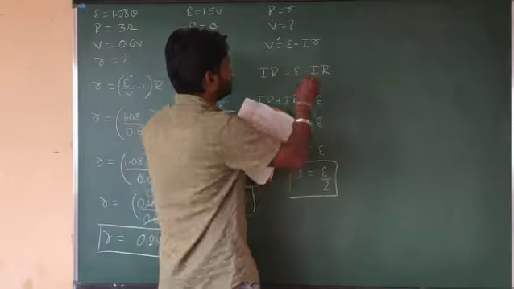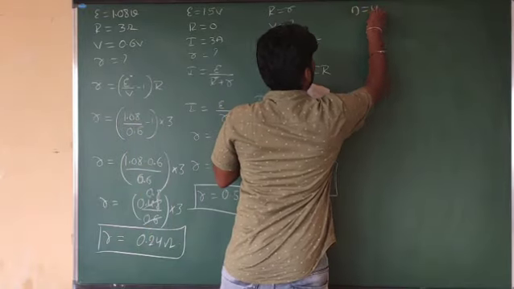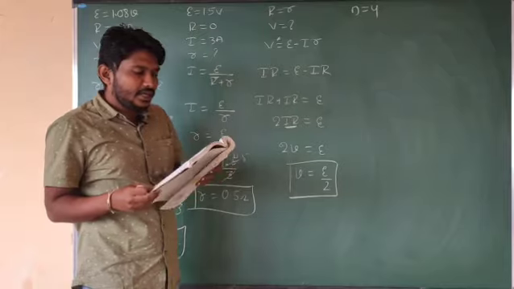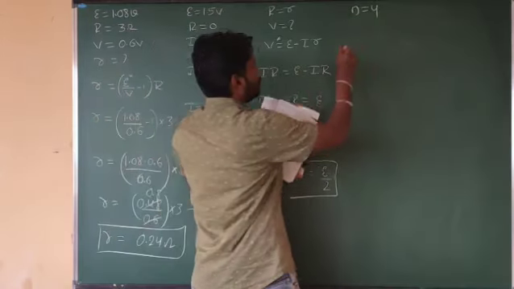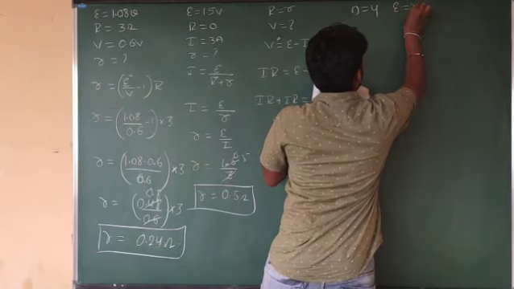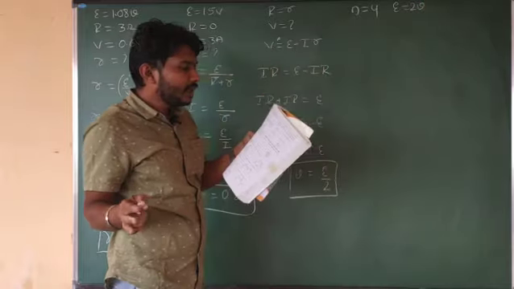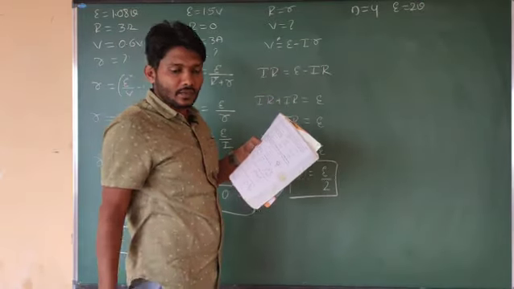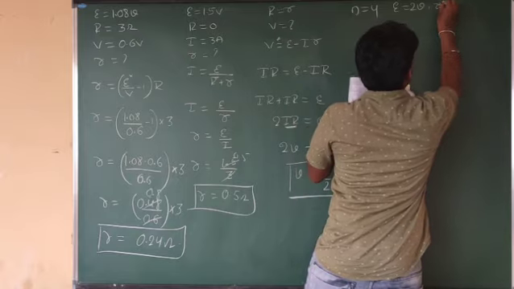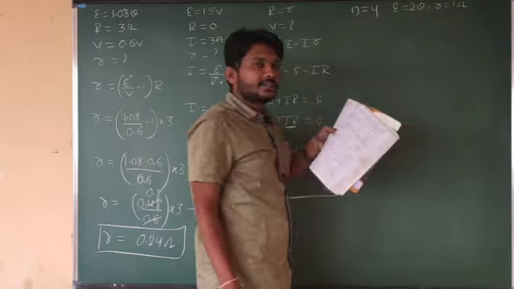Next one: 4 cells each of EMF 2 volts. So how many cells? The number of cells is 4, they mentioned. 4 cells each of EMF 2 volt here. So each cell having EMF 2 volt and internal resistance is 1 ohm. So what about the internal resistance here? Internal resistance is 1 ohm.